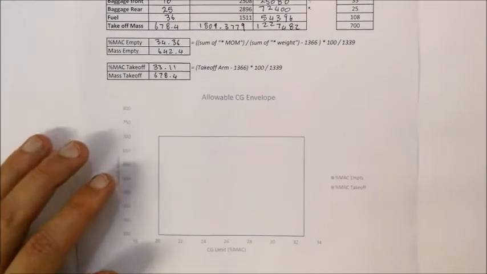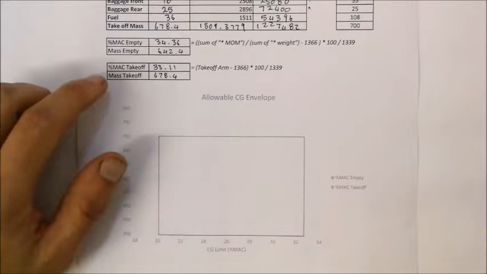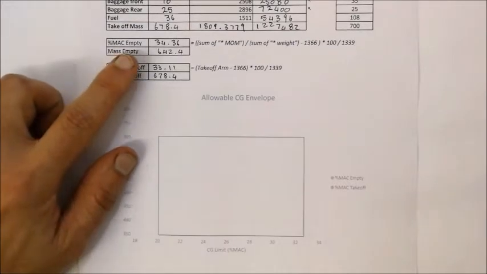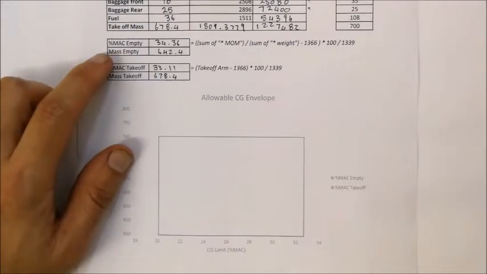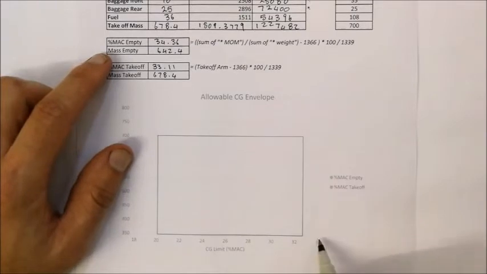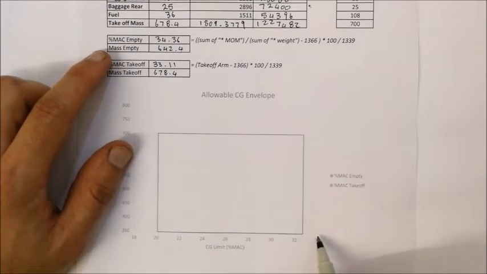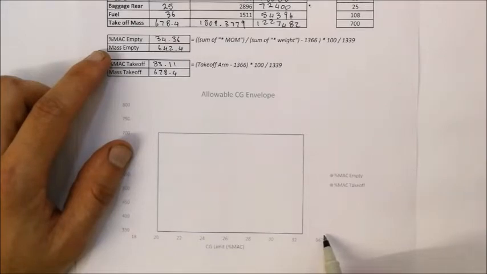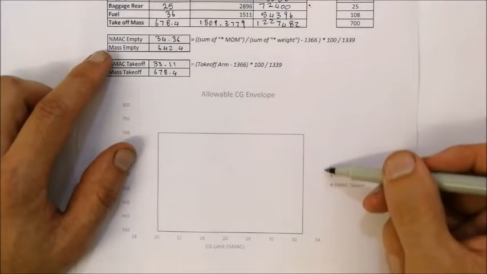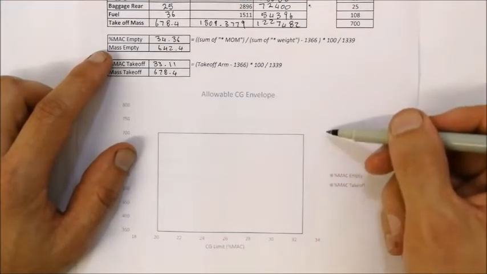Okay, so first we're going to be looking at for empty. So percentage Mach at empty is 34.36. Okay, so if we look at our graph over here, 34 is located over there, 0.36, so it's going to be a little bit over that. Okay, so we know it's going to be over here somewhere.